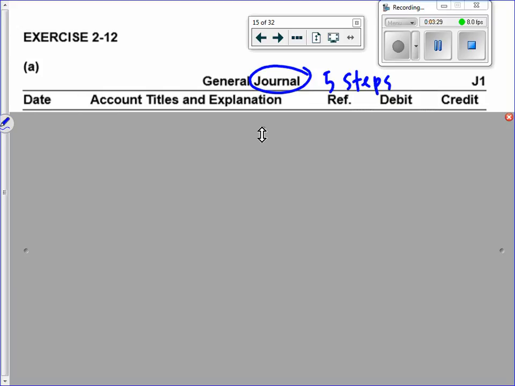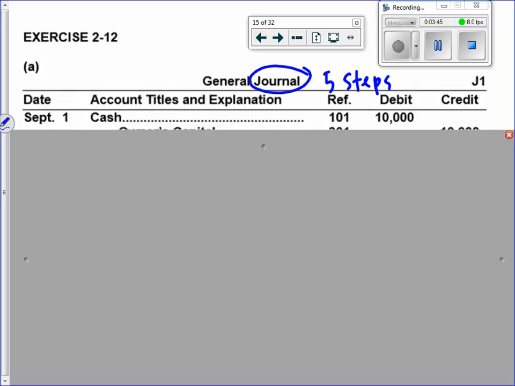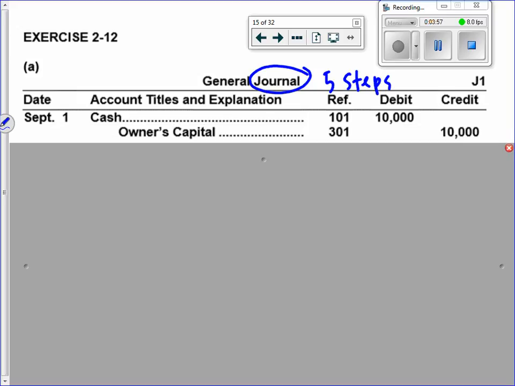What's our debit? Tell me why it's cash. It's going up. What's our credit? Owner's capital. So we're going to date it September 1st. Are they dated for you already? Figured that. Okay. Cash. You don't have to put the dots, those are called leaders. We had a $10,000 debit. We had a $10,000 credit.